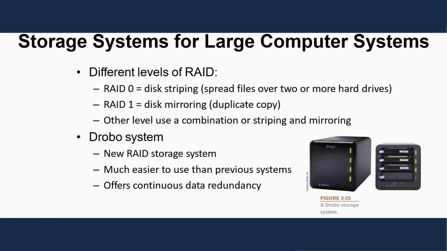First is RAID 0. RAID 0 means that it will stripe a single file and store it on two different hard drives. Okay, then we have RAID 1. RAID 1 is disk mirroring or duplicate copy. Whatever you copy onto disk 1 will also be copied onto disk 2, and it will be making all the backup simultaneously at all times. Okay, there are different types of RAID as well. For example, RAID 2, RAID 3, but these all are combinations of striping and mirroring.